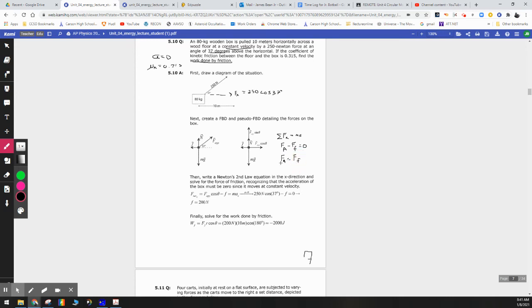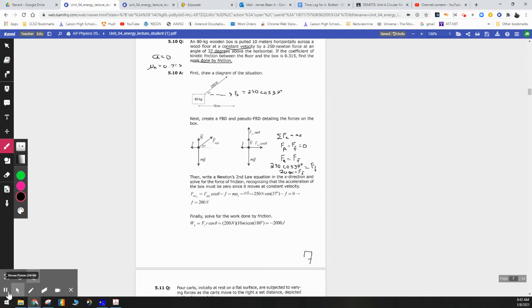Now, the applied force here is going to be nothing more than 250 cosine of 37 degrees, and that equals the force of friction. So if I do 250 times the cosine of 37, I should get about 200 newtons. So 200 newtons is the force of friction here.